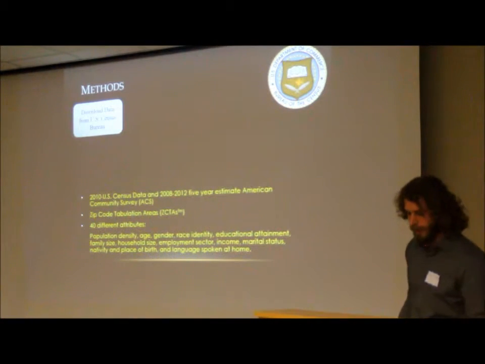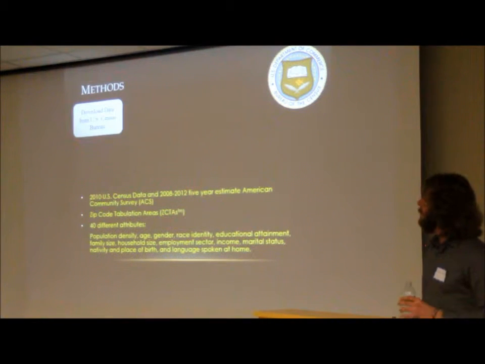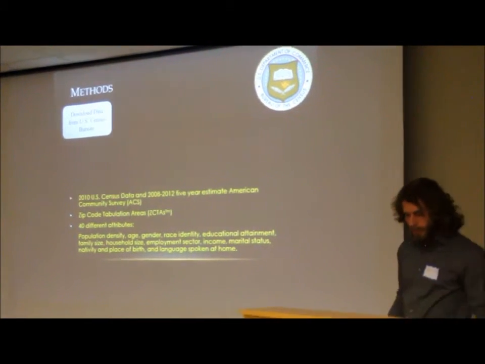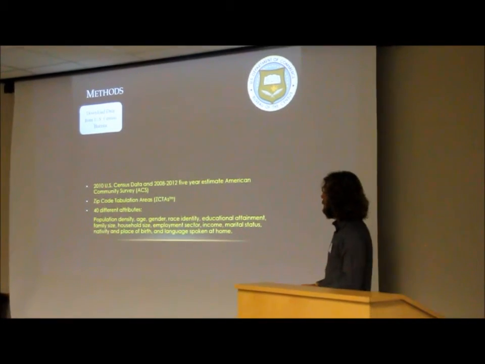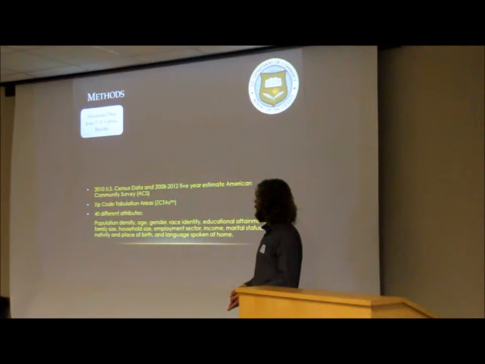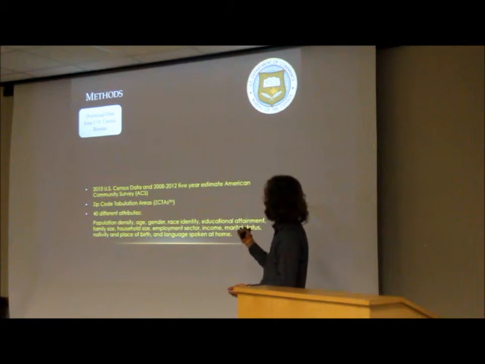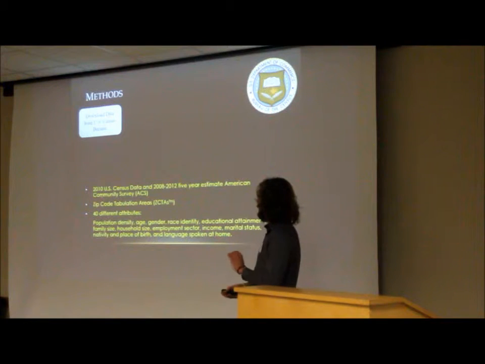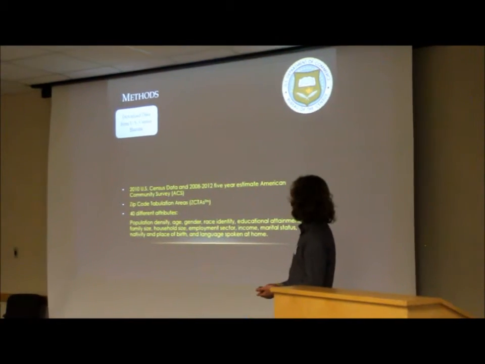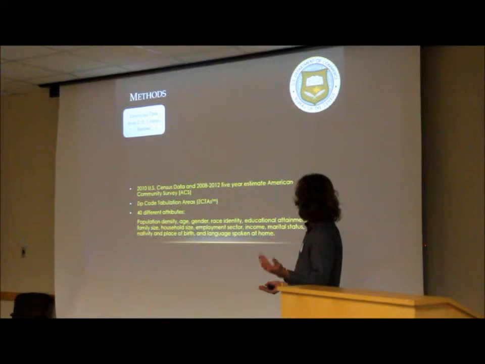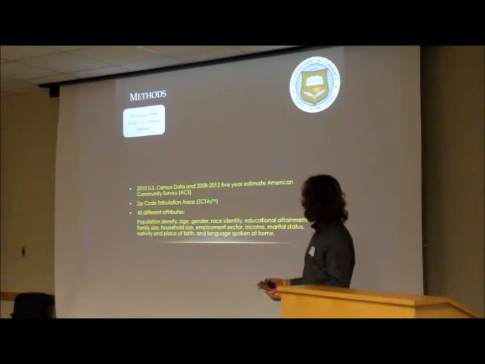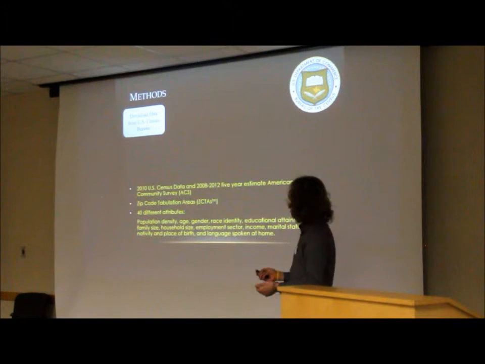Okay, moving on to my methodologies. The first thing we did was download US Census data. We used 2010 census data, and then 2008 to 2012 5-year American Community Survey data. We downloaded them by zip code tabulation areas. They follow pretty closely to US postal zip codes, not exactly. They're actually made up from census block groups. And then we took 40 different attributes from the categories. I listed these at the beginning of my presentation: population density, age, gender, race identity, educational attainment, family size, household size, employment sector, income, marital status, nativity and place of birth, and language that's spoken at home.